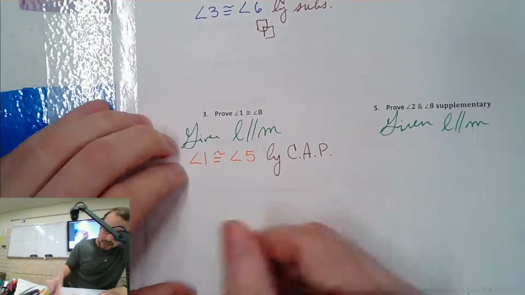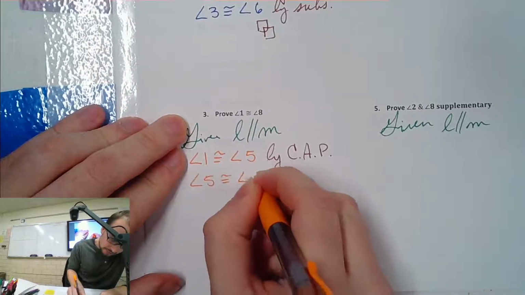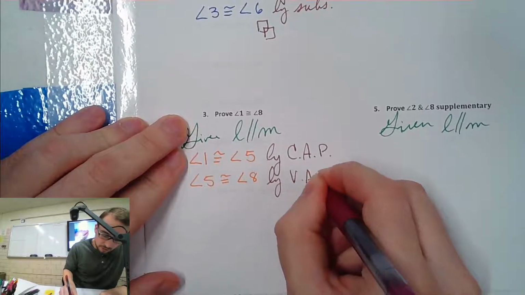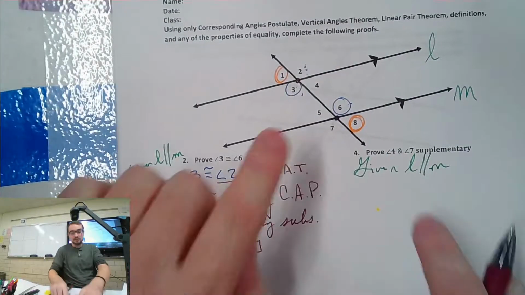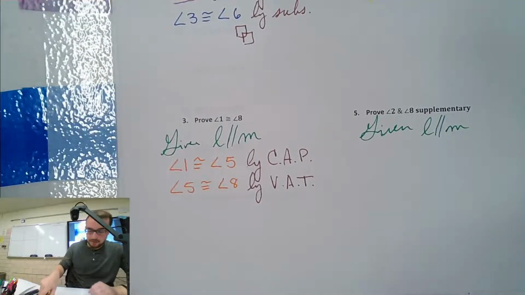I know that angle 5 and angle 8 are also congruent. And I know that by vertical angles theorem, right? Because they are scissoring each other. Your words, not mine. 5 and 8, scissors. Yeah, so check it out.